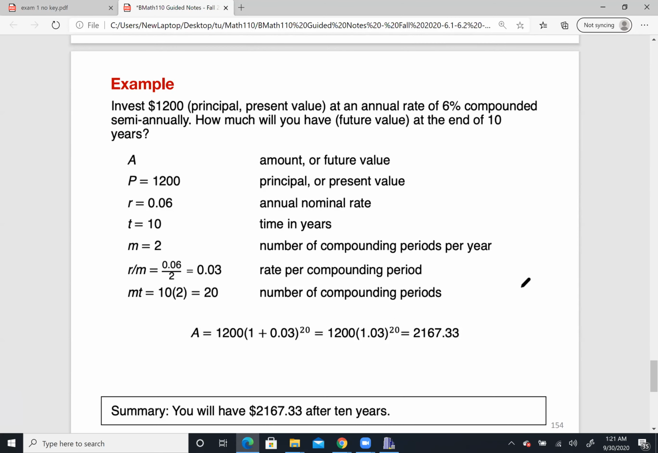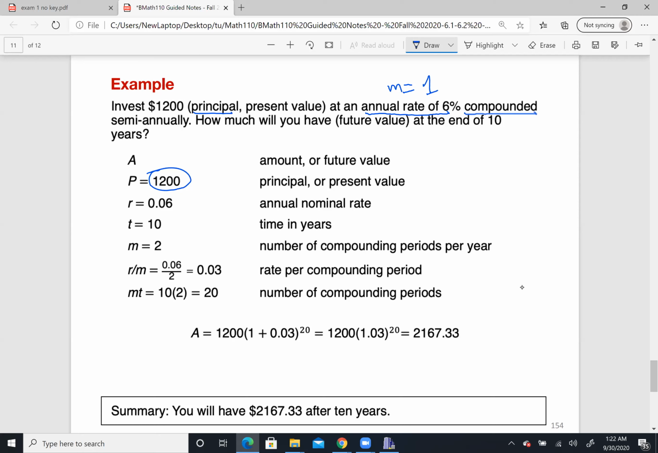Okay, so in this example, I have 1,200 to invest, and so this is the principal amount, 1,200, right? And an annual rate. Annual rate, what does that mean? Annual means m in here is equal to 1, one time, make sure it's compound interest, right? Compound.